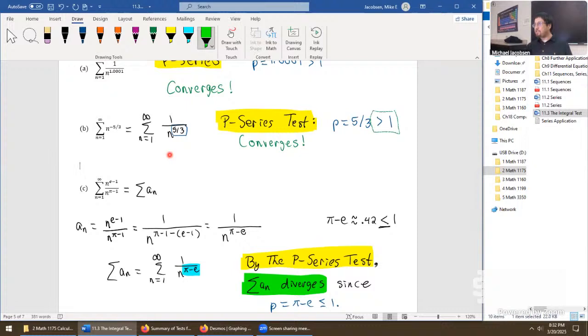There's always rough spots, and then there's nice spots like the P series. That'll be the experience for the whole chapter 11.